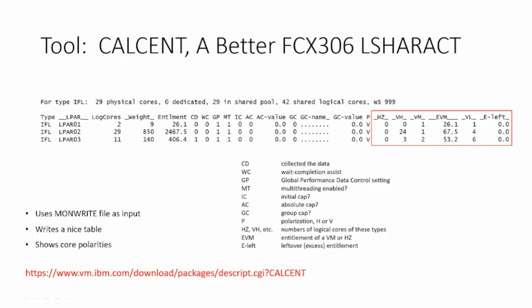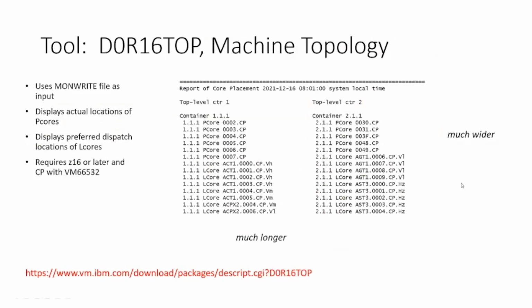If you have a MONWRITE file, you can feed it into this calculate entitlements tool, and it'll draw for you what all of the vertical high, medium, and low situations are for all of your partitions. It also draws the entitlements, tells you how many logical cores there are. This is slightly better than the PerfKit LPAR Act report in that it's got the core polarities right out here on the right-hand side. So if you have a MONWRITE file laying around, you can check to see how the current situation is. Now, there's another tool out there.